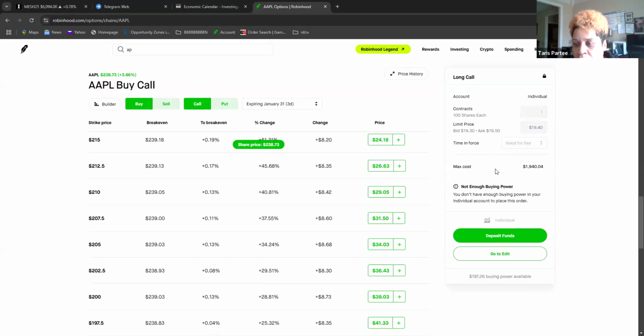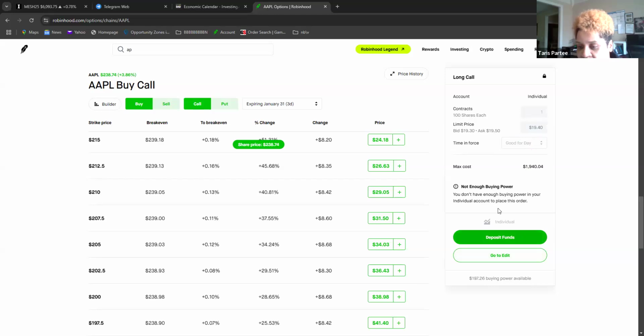You're going to review the order and put in the amount of contracts you want. Just keep in mind, it's 100 shares each. So if you do 2 contracts, let's see how much it's going to be. It's going to be $1,940 times 2, so $3,880. And then you'll be buying 2 contracts.